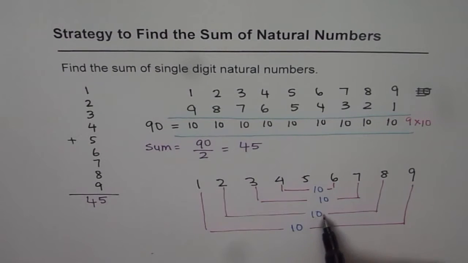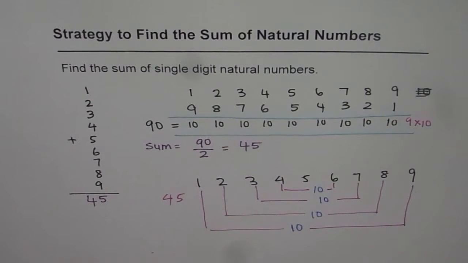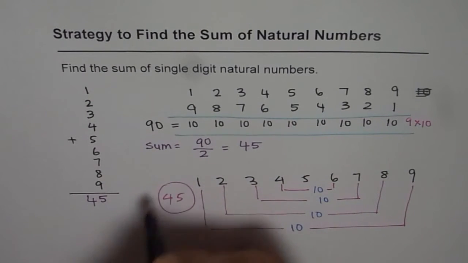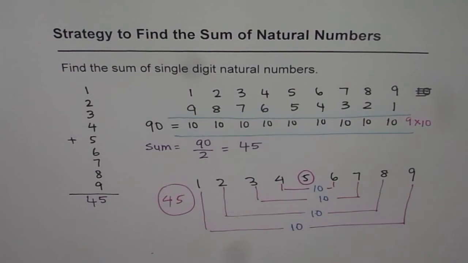So we have 4 tens and a 5, and 4 tens and a 5 is indeed 45, correct? So we get the same answer. 1, 2, 3, 4 tens and one 5, right? So it becomes 45. So this is another way of adding these 9 numbers, and we get the same answer, right? Don't you think it's very interesting? It is.